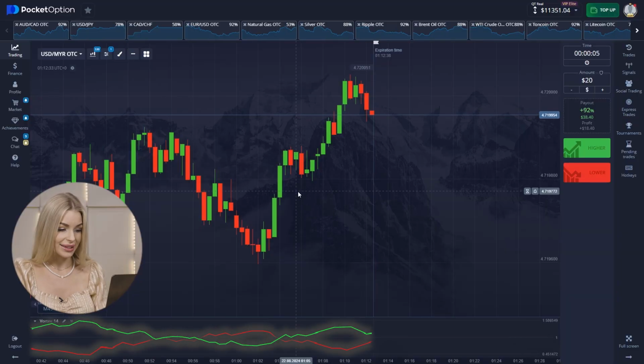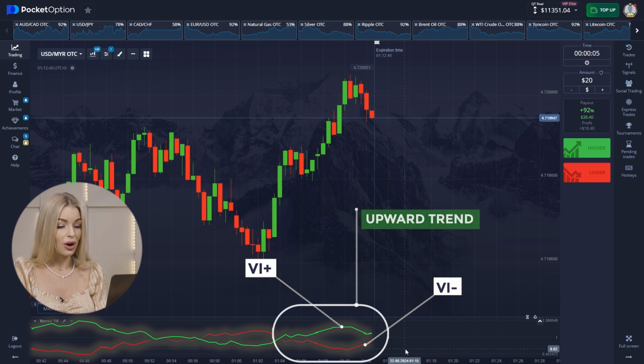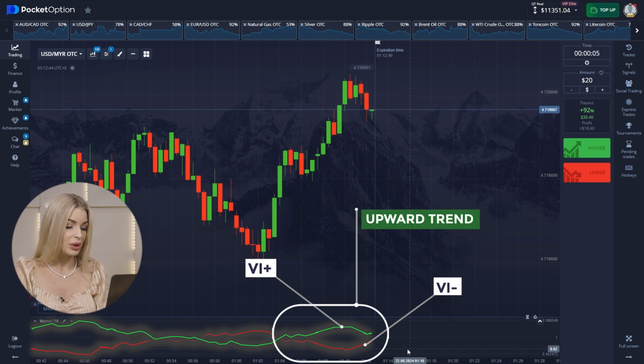There are only two lines, VI plus and VI minus. If the VI plus line is at the top, it means that the market has a general upward trend, and vice versa. Super trend is the perfect name for the perfect indicator.